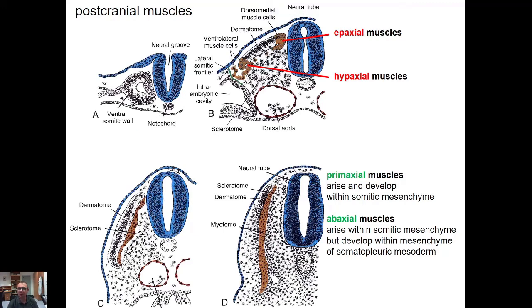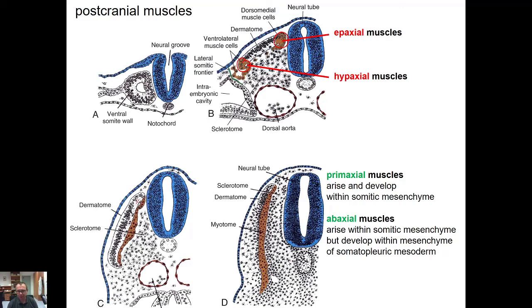Myotome is developing from two anlages, two origins in the dorsolateral part of a somite, which are under the influence of WNT, which can be secreted by the neural tube and which can also be secreted by lateral mesoderm. These two parts of the myotome then fuse together.